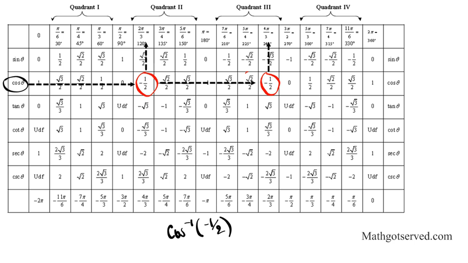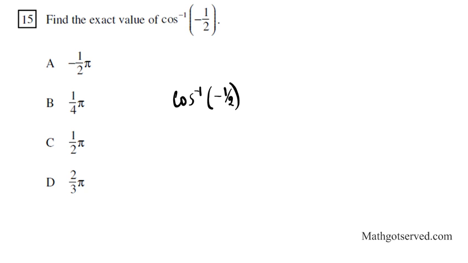Okay, so I have two candidates, and I'll look at my options, whichever is 2 pi over 3 or 4 pi over 3, that will be my answer. Okay, so let's go back. 2 pi over 3 right here, our answer is D.